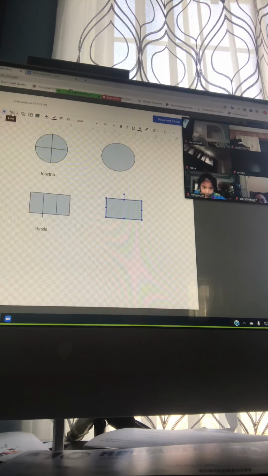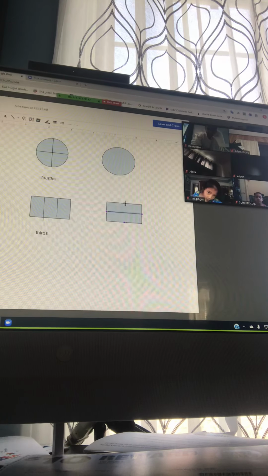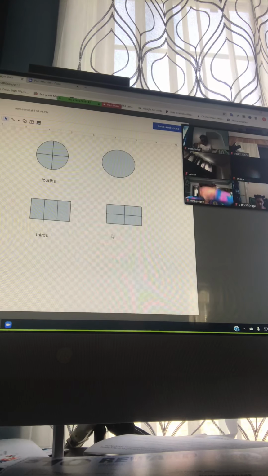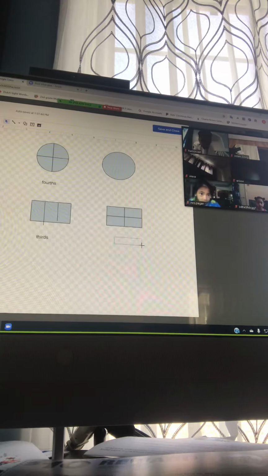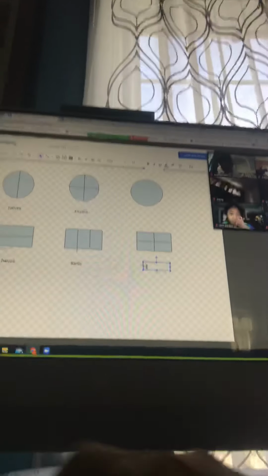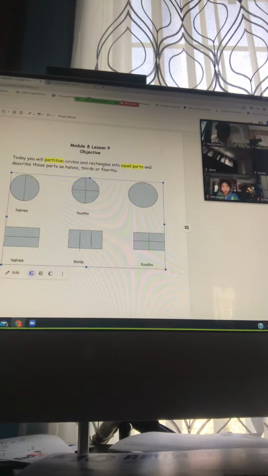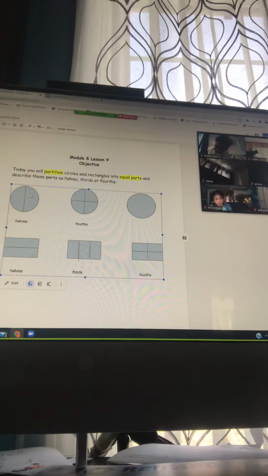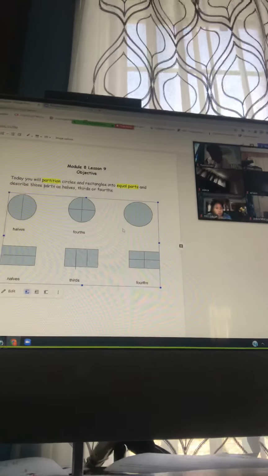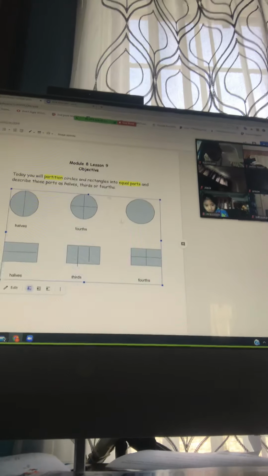And if I wanted to break this rectangle into 4 equal pieces, I would make a line across this way and another line across this way. And I would say that this is fourths. Fourths means 4 equal parts. Today, you're going to partition circles and rectangles into 2 equal pieces, 3 equal pieces, and 4 equal pieces to make halves, thirds, and fourths.